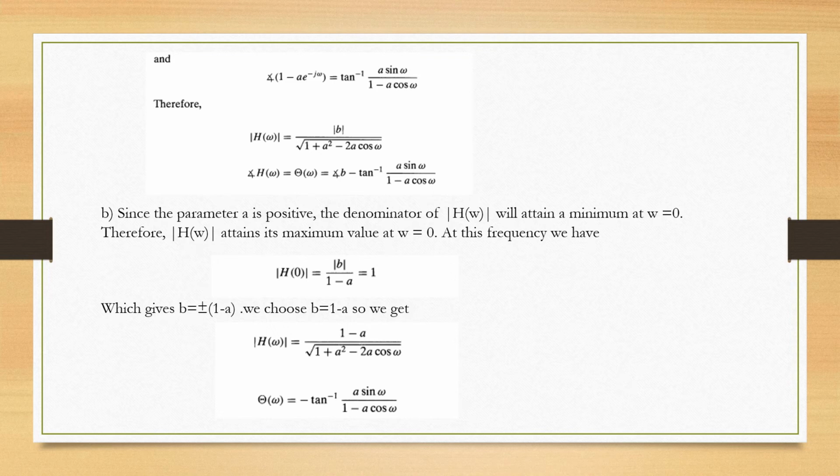Let's see the b part. Since the parameter a is positive, the denominator of |H(ω)| will attain a minimum at ω = 0. Therefore, |H(ω)| attains its maximum value at ω = 0. At this frequency, we have |H(0)| = |b|/(1 - a), which is equal to 1, which gives b = ±(1 - a). We choose b = 1 - a, so we get |H(ω)| = (1 - a)/root over (1 + a² - 2a cos ω). Therefore, θ(ω) = -tan inverse of a sin ω/(1 - a cos ω).